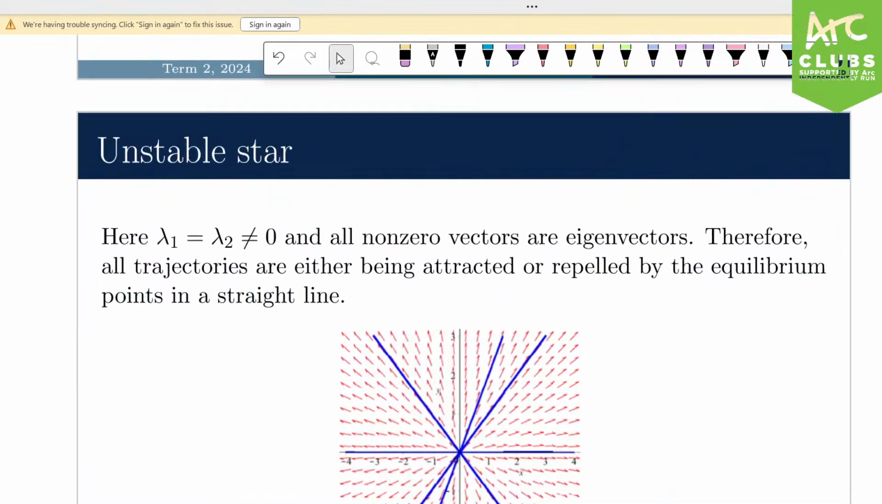Unstable stars. Okay, let's suppose that lambda 1 equals lambda 2. So all non-zero vectors are eigenvectors. That means that any trajectory lies along an eigendirection. So if our eigenvalue is negative, it gets sucked in towards the origin because the eigendirections are pulling it inwards. If it's positive, then it repels everything from the origin. So again, a little Math 2121 interlude. This is a bit like sources and sinks in vector fields.